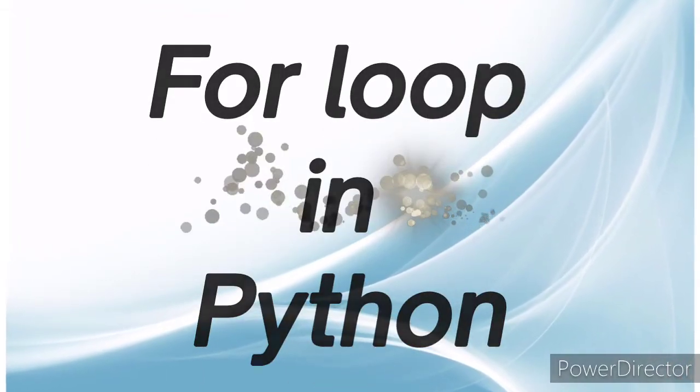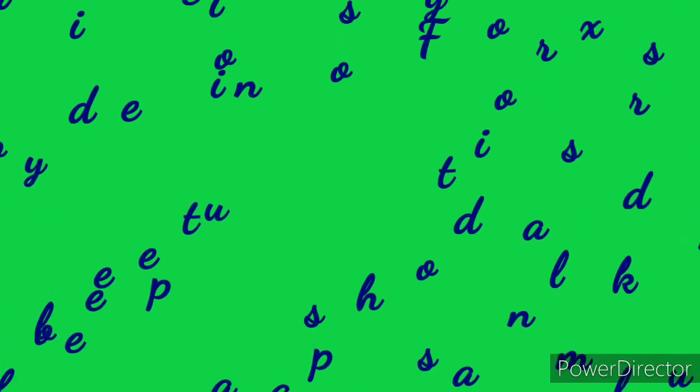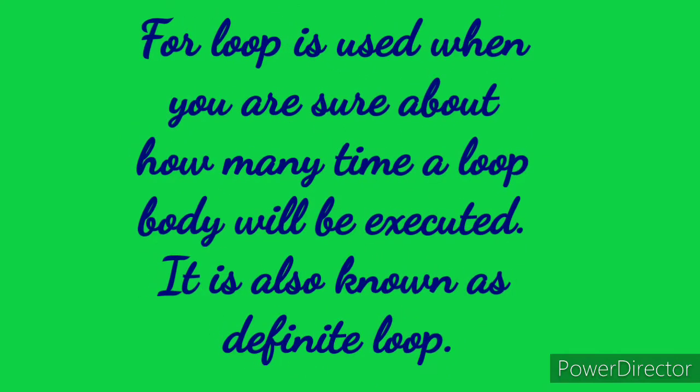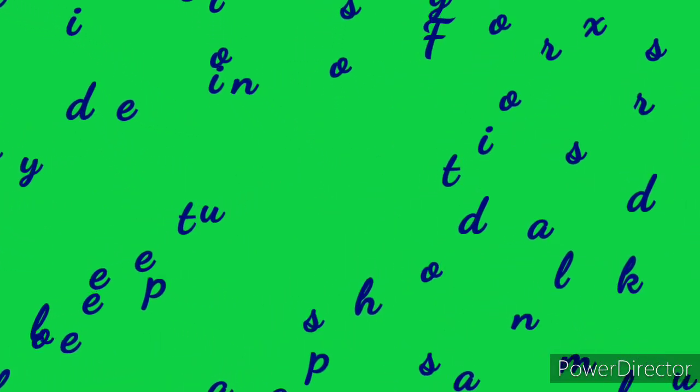Today's topic is for loop in Python. Let's start. What is for loop? For loop is used when you are sure about how many times a loop body will be executed. It is also known as definite loop. For example, you want to print the square of the numbers given in a range.